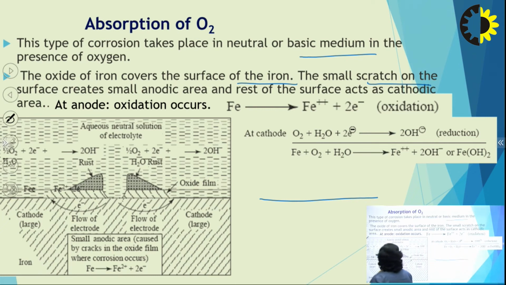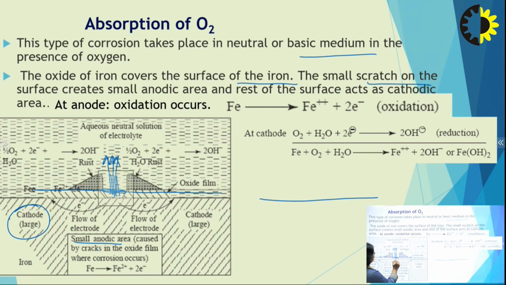Suppose this is our metal layer, a complete metal layer, and we get some scratch, some pit over here. Then this part of the metal is exposed to the atmosphere. When it is exposed, what will happen? This part will act as a small anode and the rest of the part will act as a large cathode. What reaction takes place here? Corrosion is very simple. Iron converting into Fe2+ by losing 2 electrons is corrosion. But these 2 electrons are moving towards the cathode.